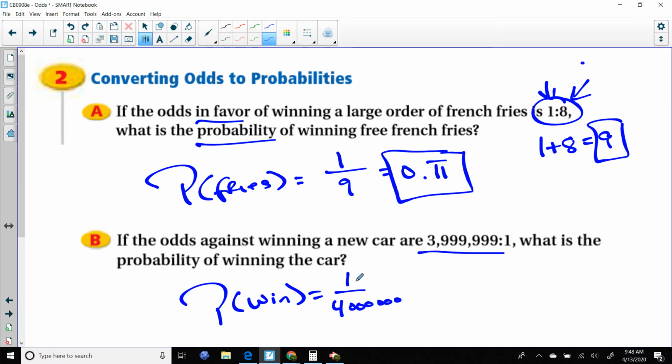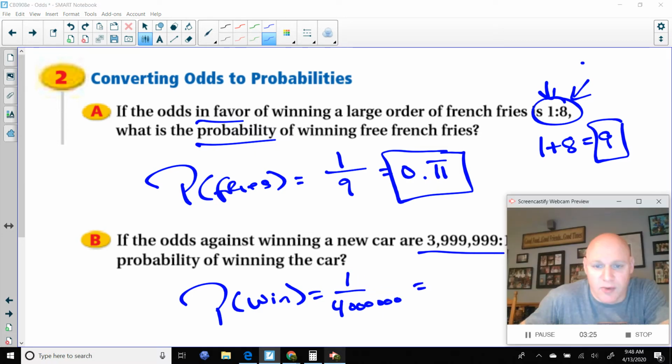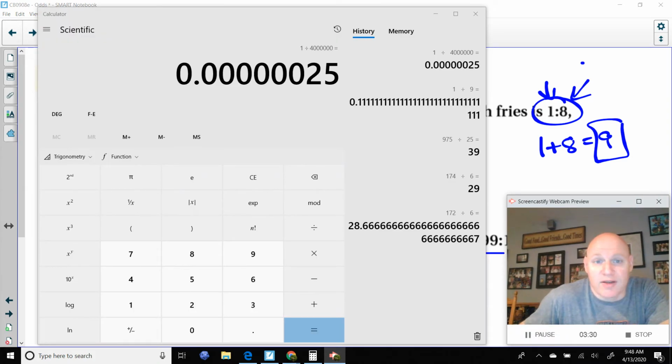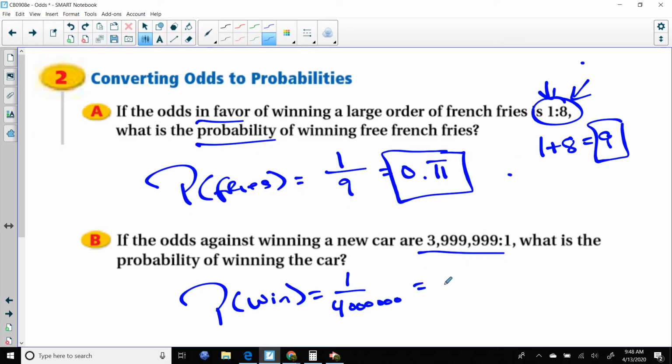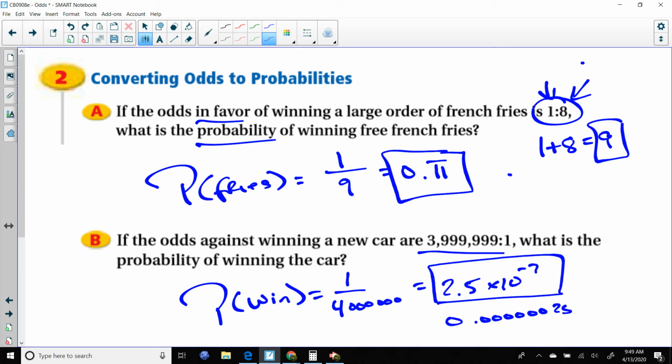All right. So 1 divided by 4 million is going to be a really, really tiny number. We get 6 zeros and a 2.5. So this ends up being 2.5 times 10 to the power of negative 7 would be our probability there. Or you could just type in 0.1234565. Either of those answers is fine. Go team. So this would be the probability of winning fries.